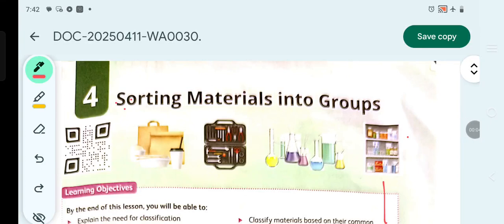So today we are going to do a chapter named Sorting Materials into Groups, as you can see over here. As we slowly learn through this chapter, we will discuss so many things that we didn't know before. So let's start the chapter.